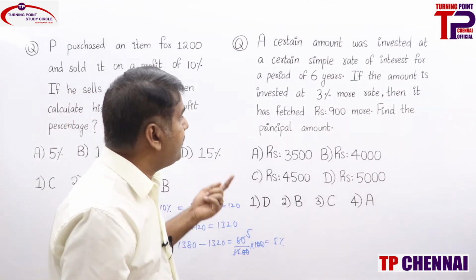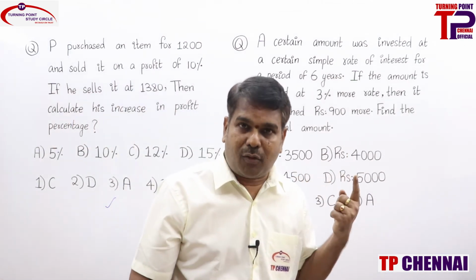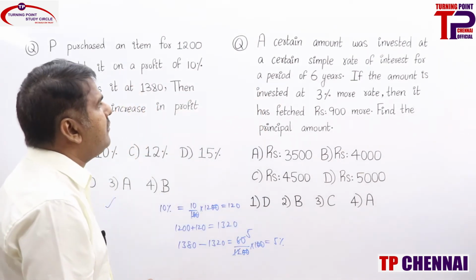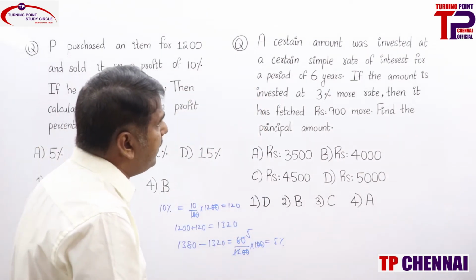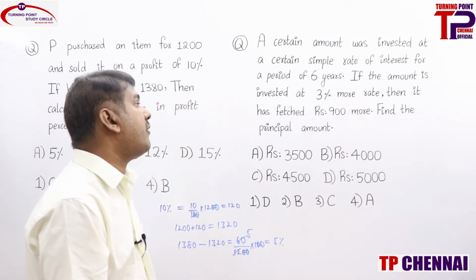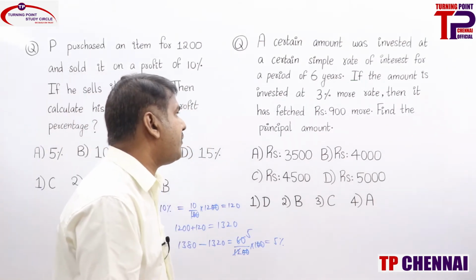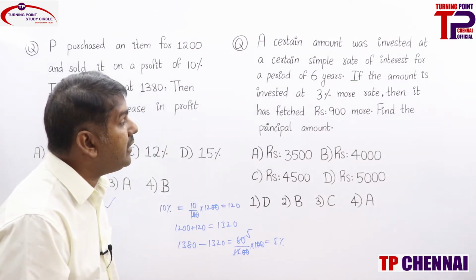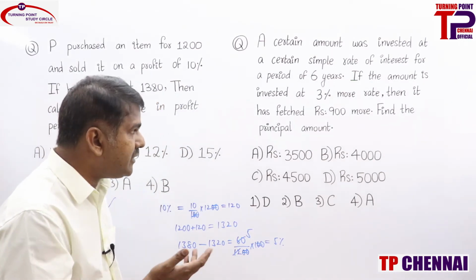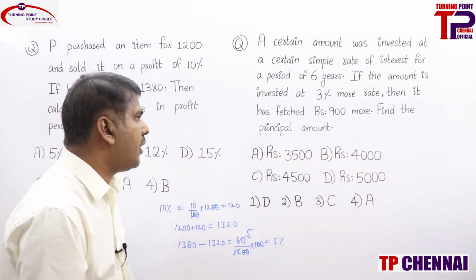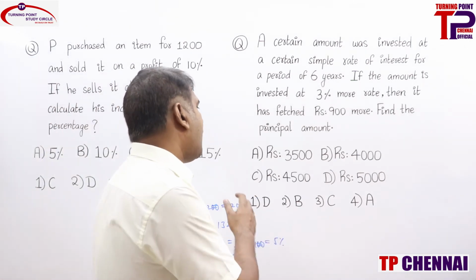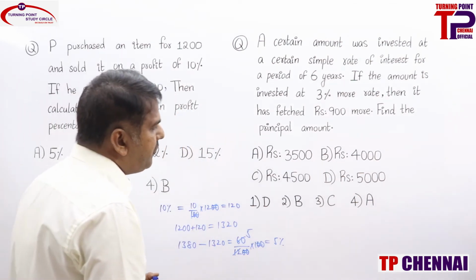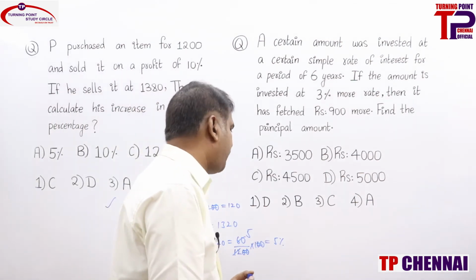This one also, without putting pen on paper, you can solve. See what is being given. A certain amount was invested at a certain simple rate of interest for a period of 6 years. If the amount is invested at a 3% higher rate, it would have fetched 900 rupees more. Find the principal amount. Option A 3500, B 4000, C 4500, D 5000 rupees.